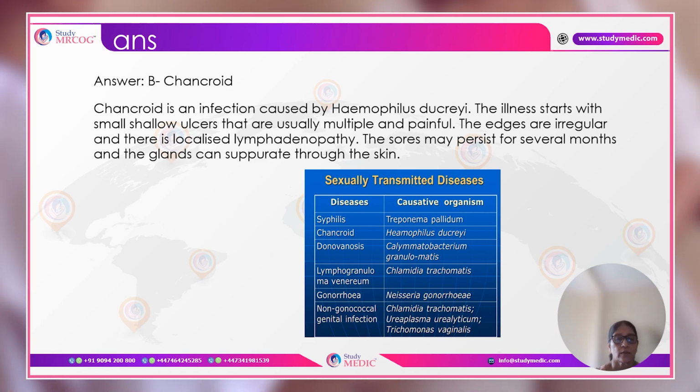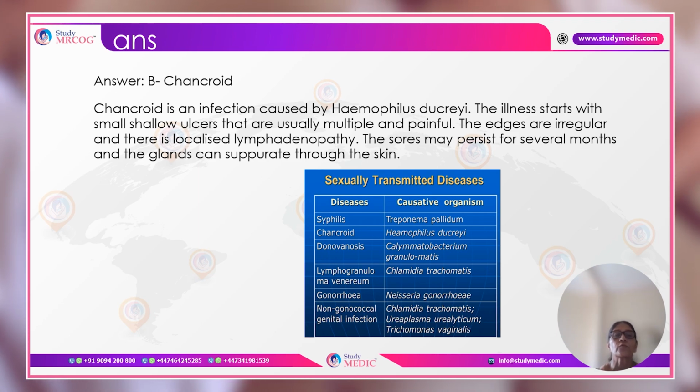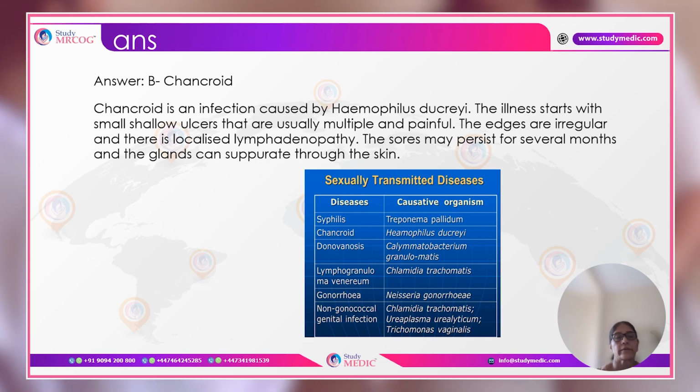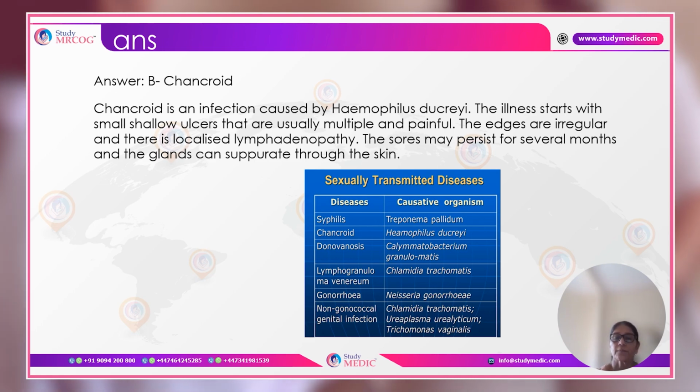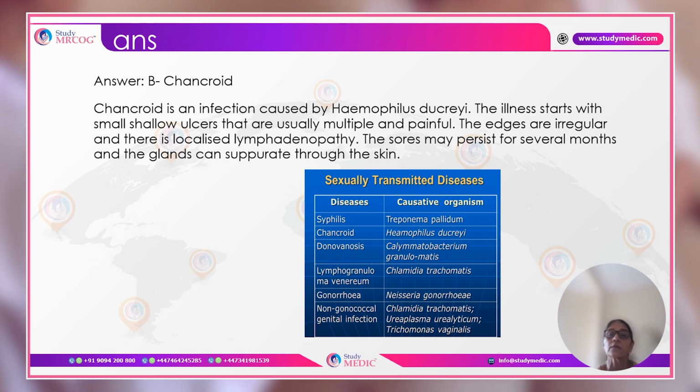Okay. So basically the illness starts as small shallow ulcers that are painful and multiple. The edges of these ulcers are irregular. There is localized lymphadenopathy, and this sore may persist for several months if untreated, and the glands can suppurate through the skin. You have to know the causative organism for the other sexually transmitted diseases.